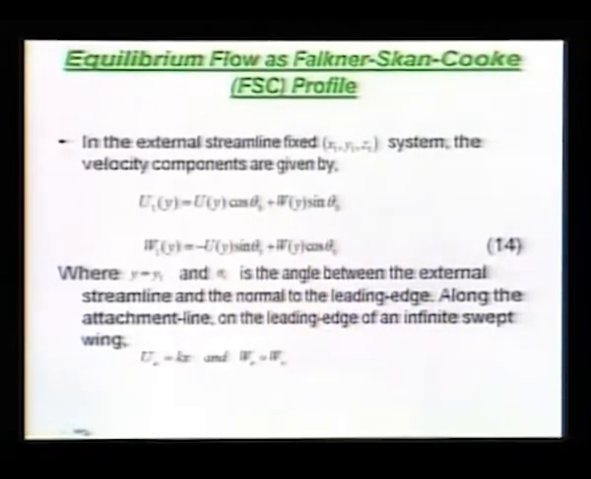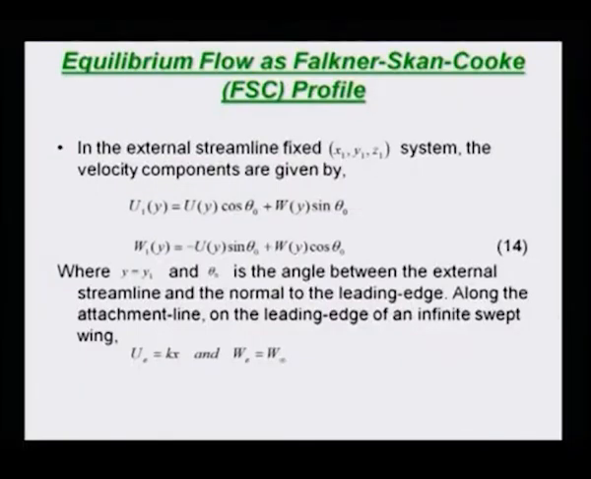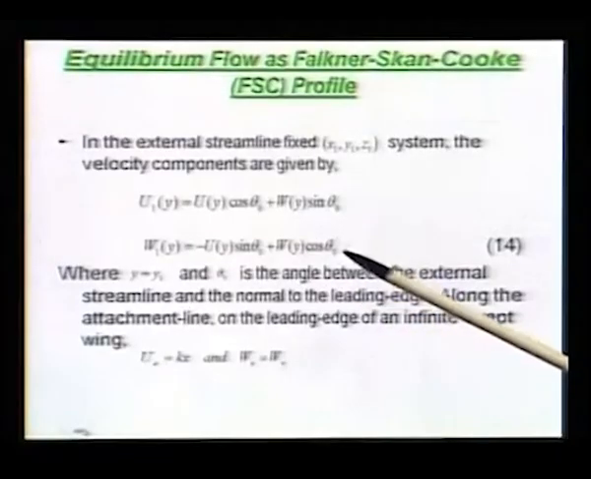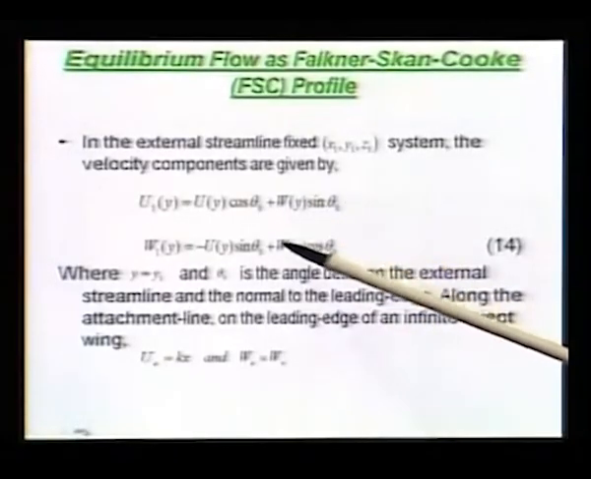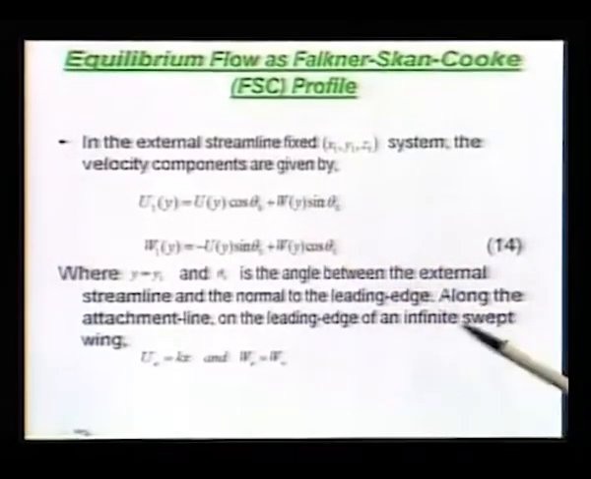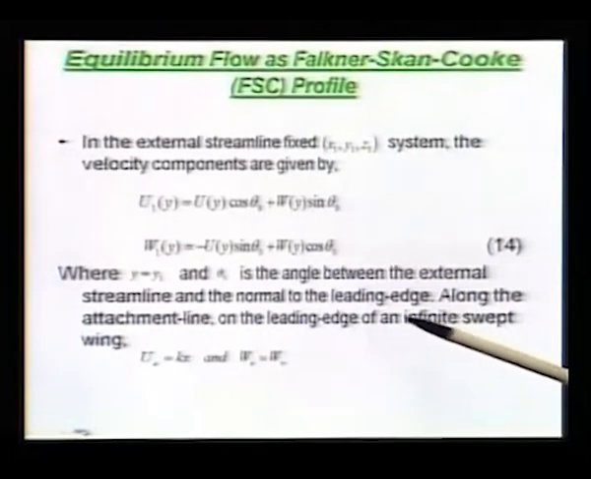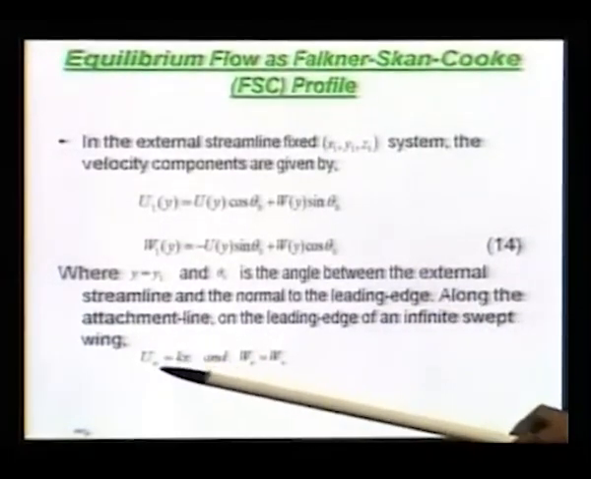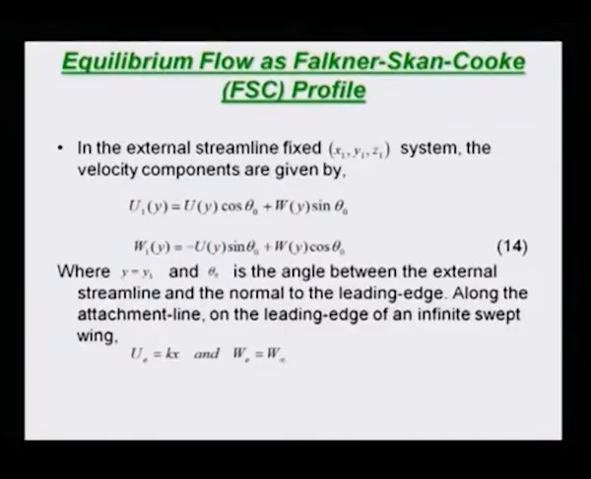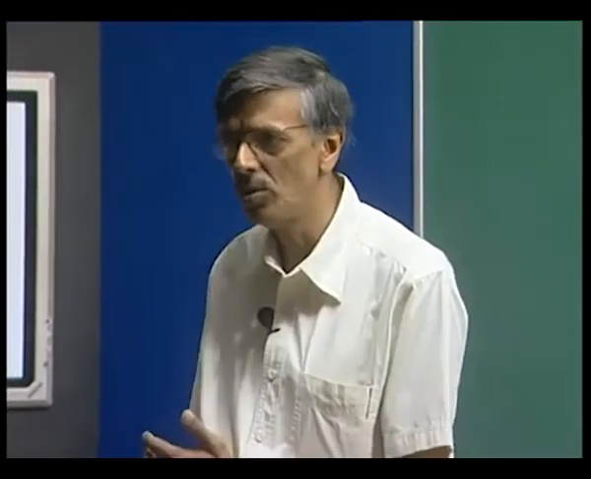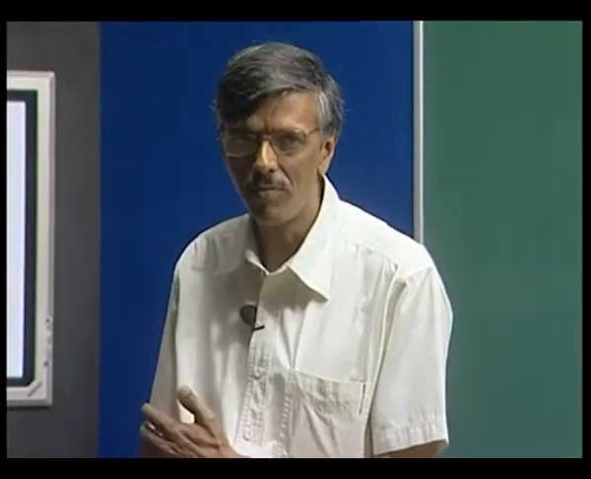And you can realize that y and y1 are the same because they are perpendicular to the wall. So you don't have to distinguish between the two. And you have obtained the velocity profile. And what happens along the attachment line on the leading edge of an infinite swept wing? We know UE, the edge velocity, happens to be proportional to x itself.